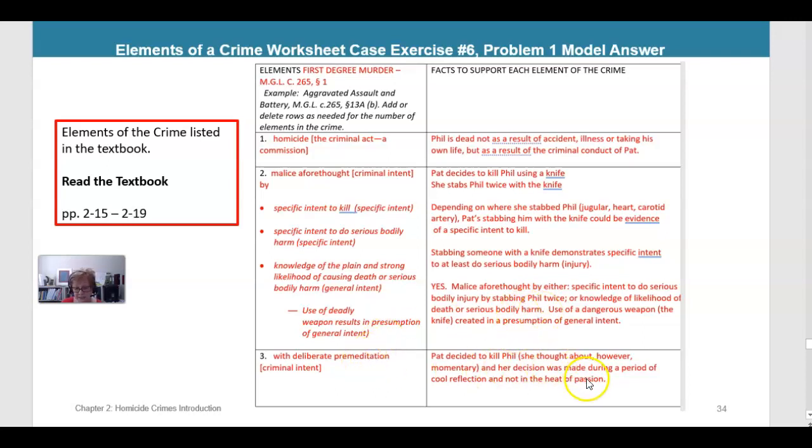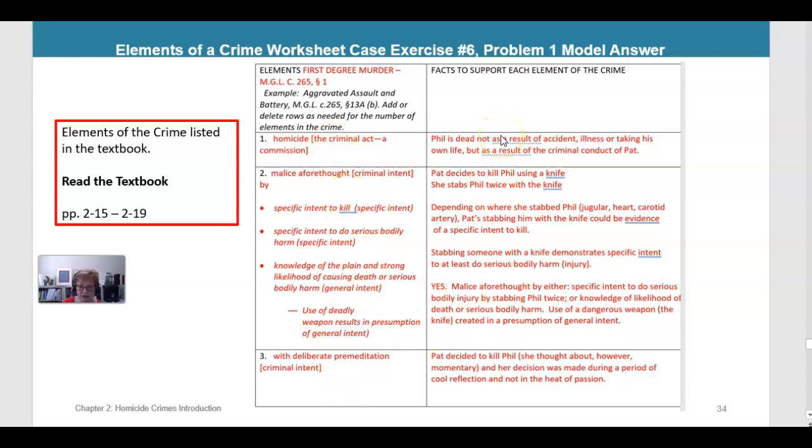Deliberate premeditation, as we've already covered, and again, this is actually copied, cut, and pasted right out of what I answered in the step-by-step analysis. She decided to kill him. She thought about it, however momentarily, and her decision was made during a period of cool reflection and not in the heat of passion. So that's what the government needs to prove for the criminal act and the criminal intent.